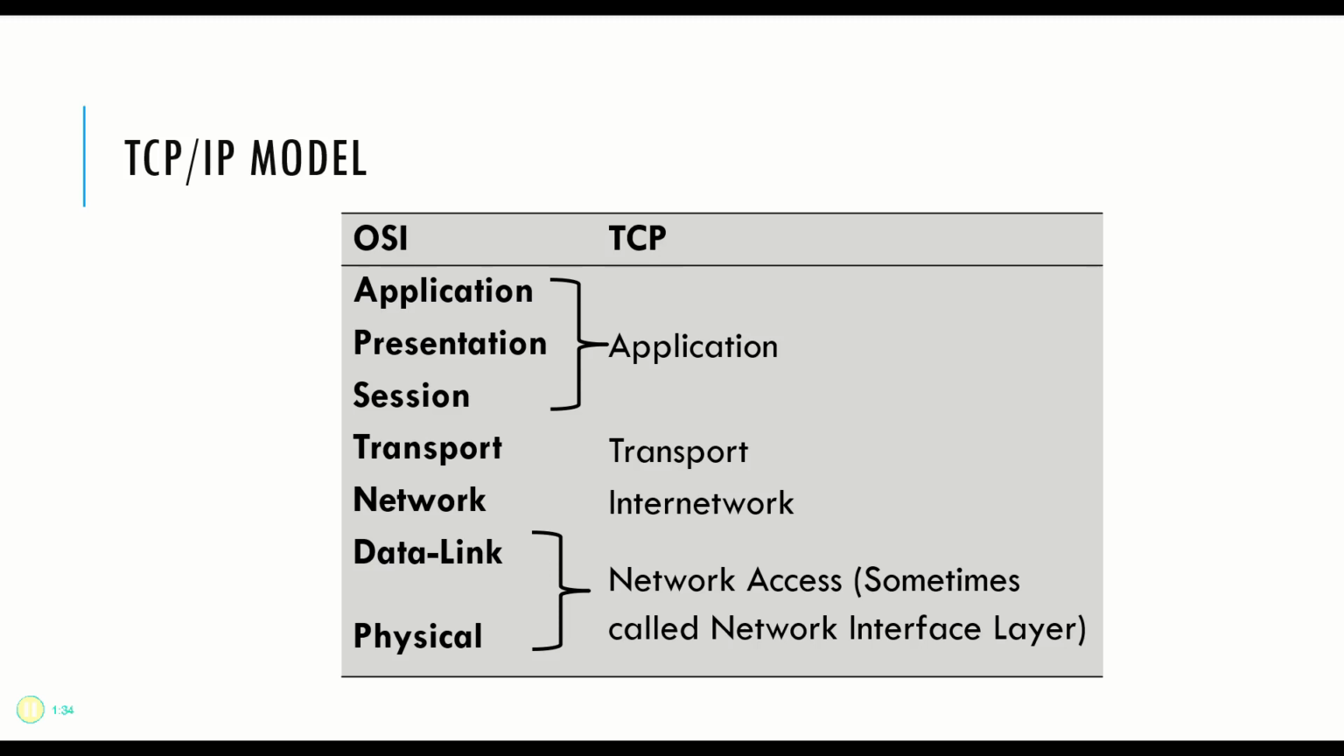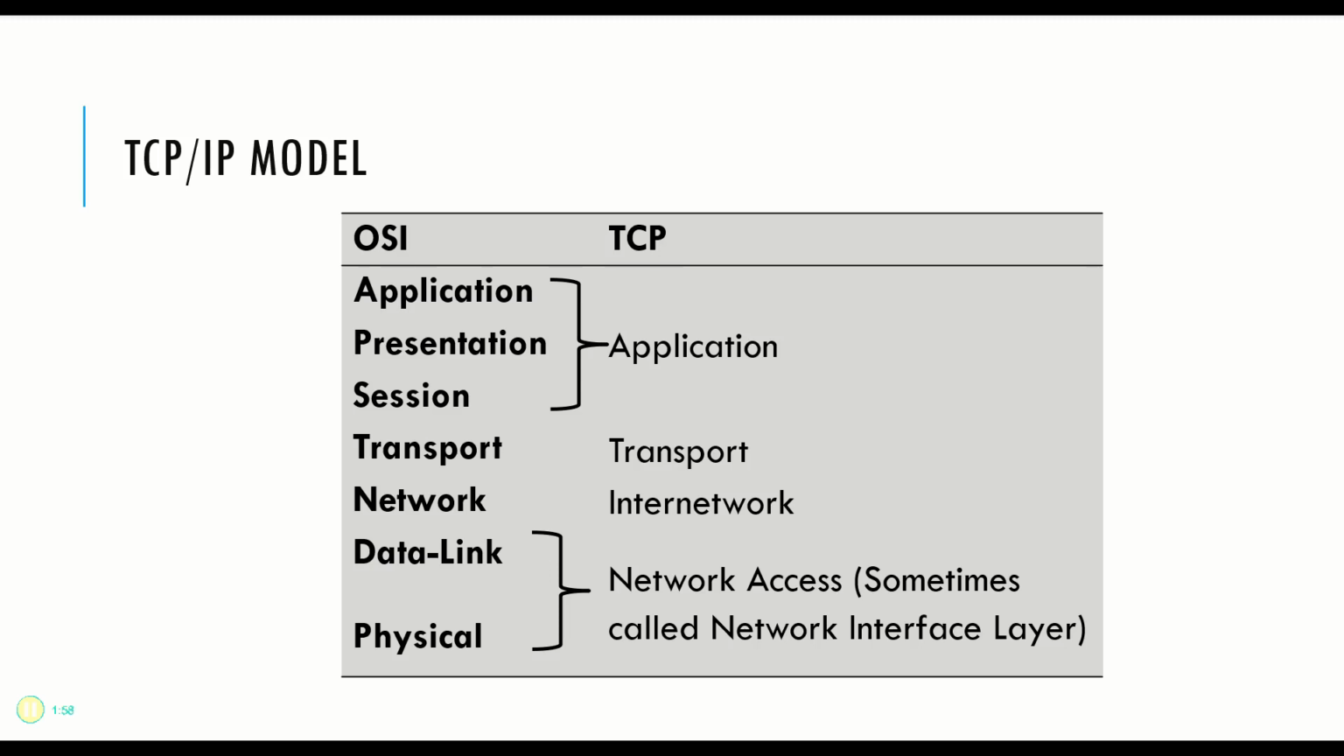Now, the transport layer is the same. The network layer we now call the internetwork layer. That's in order to emphasize the idea that at this layer things cross over routers, and when you cross a router, you cross from one network to another network. So that's an internetwork. So in order to emphasize that, we call it the internetwork layer.